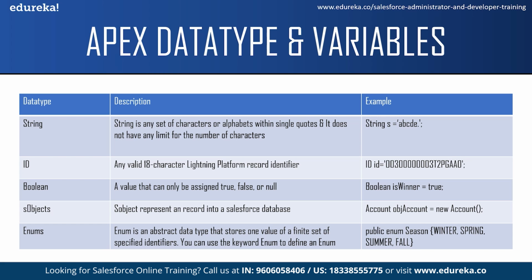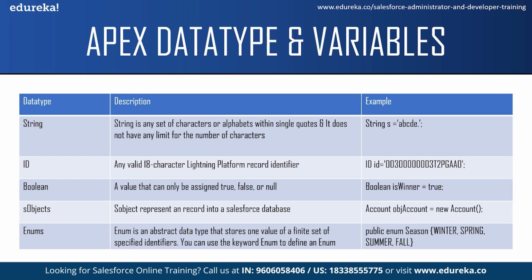After the sObject data type, we have the enum data type. Enum is an abstract data type that stores one value of a finite set of specified identifiers. You need to use the keyword enum to define an enum data type. Here is an example for an enum data type. Public enum Season, and we have a list of the identifiers: winter, spring, summer, and fall. After this, we also have collections, which include lists, sets, and maps. So this was about Apex data types and variables.